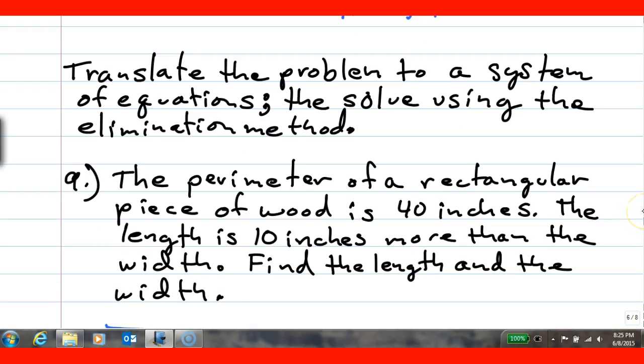Question number 9 says, translate the problem to a system of equations. Then solve using the elimination method.